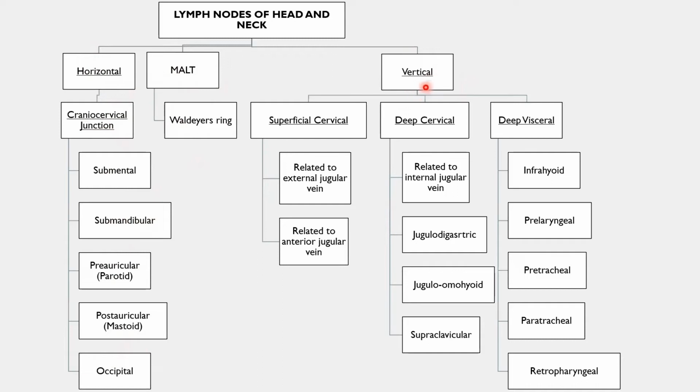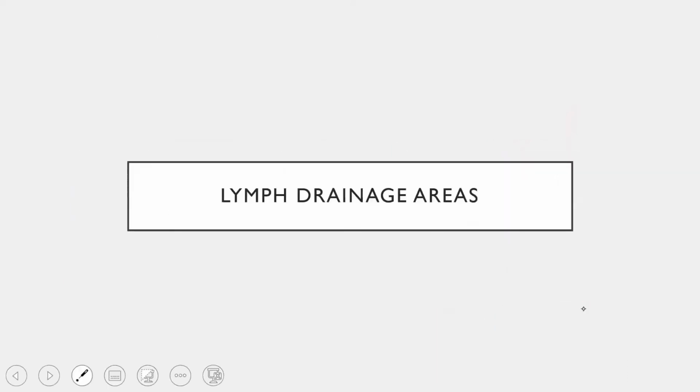The vertical group can again be divided into superficial cervical, related to the external jugular vein and the anterior jugular vein, and the deep cervical, related to the internal jugular vein. And you have some special lymph nodes called jugular digastric, jugular omohyoid, and the supraclavicular. And in the deep cervical, deep visceral group, you have the infrahyoid, prelaryngeal, pretracheal, paratracheal, and the retropharyngeal. Now we will look at the lymph drainage areas.